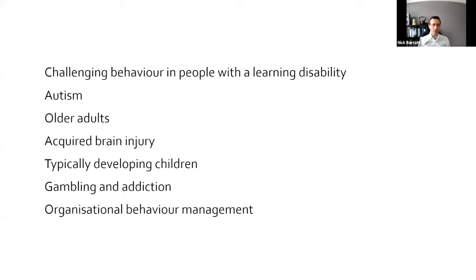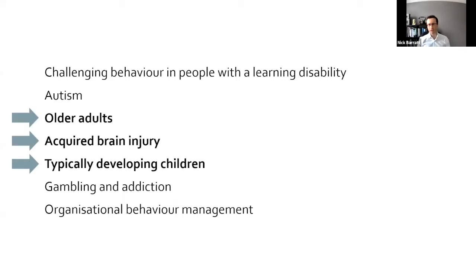But it's also been used with older adults, people with acquired brain injury, typically developing children, with gambling and addiction, and in OBM, organizational behavior management. So using the science to help employees to be happier, more productive, and help organizations achieve their goals. So lots of applications. Sports psychology is another one. Always forget that. So what I'm going to do rather arbitrarily is focus on these three. It's not arbitrary. I have a particular interest here, and I've been doing a fair bit of work lately with typically developing children. So that's become quite an interest of mine. And I'll run through some example interventions in each of those areas where the science of behavior analysis has been put into practice.